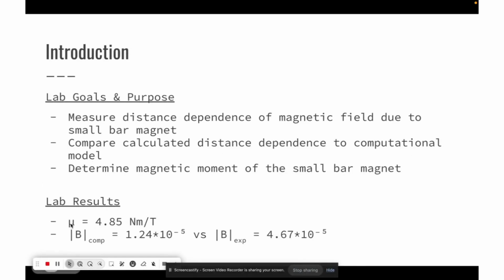The results, a small preview. The magnetic moment is 4.85 newton meters per tesla. The computationally calculated magnetic field magnitude is 1.24 times 10 to the negative 5 teslas, and the experimentally calculated magnitude of the magnetic field is 4.67 times 10 to the negative 5 teslas.